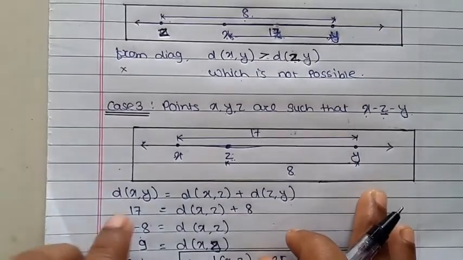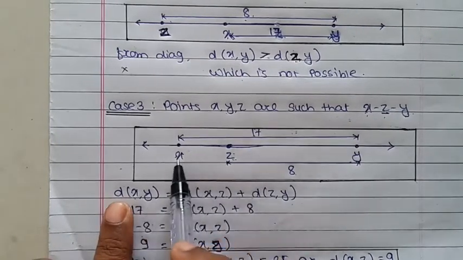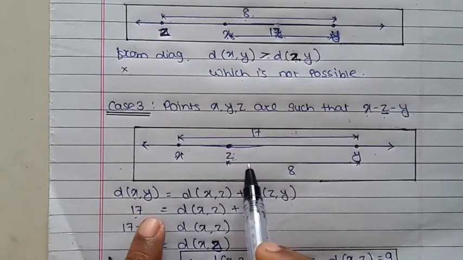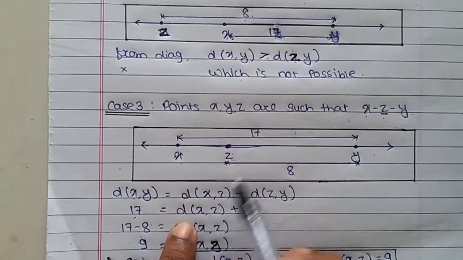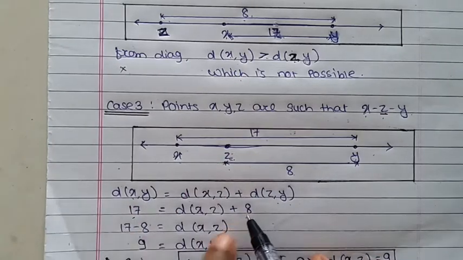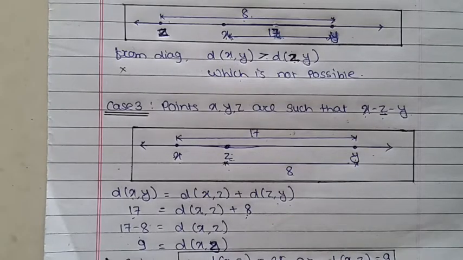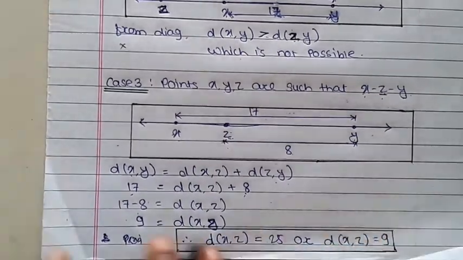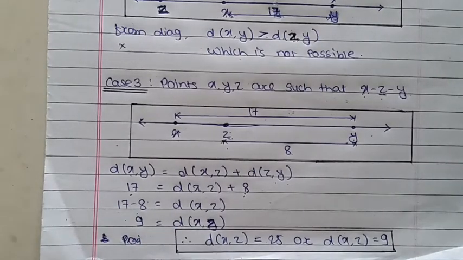Next, put the values. What is the distance between X and Y? X and Y distance is 17. Then distance between X and Z we don't know, so take it as it is. Next, distance between Y and Z, that is 8. Then change the side of this one, so it goes with a minus sign. So 17 minus 8 is 9. Therefore distance between X and Z is 9.